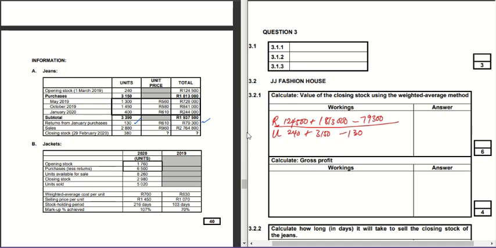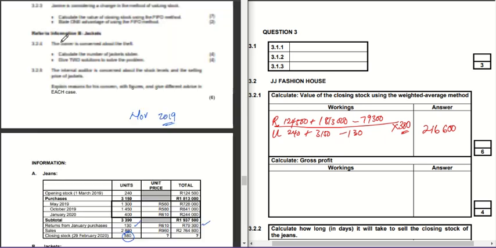All right, in this case there was no mention of carriage. We would have added the carriage, or customs duty, in the event that it was given. Once you get this, you multiply it by your number of units at the end, which is given here, 380. Once you punch that in your calculator, you should get 216,600. I believe this is the NSC November 2019 paper, the extract that I have here with me.